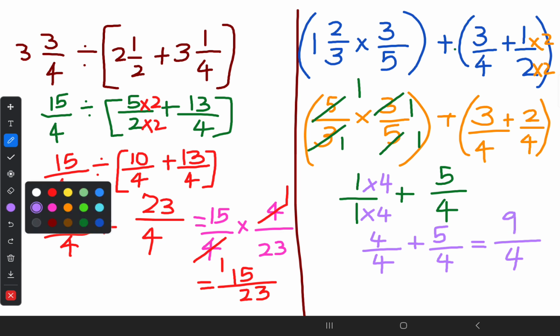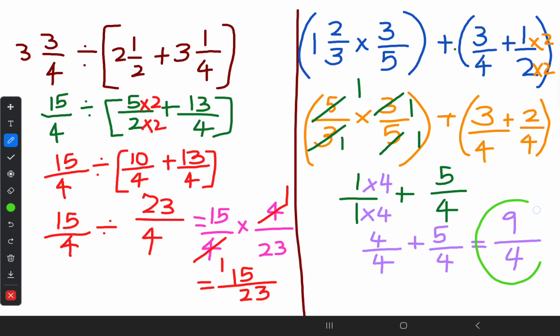4 plus 5, 9. Finally, to represent our answer, we cannot represent an improper fraction. So you should convert this one as a mixed fraction. It would be 2 into 1 upon 4. That would be the final answer for the question.